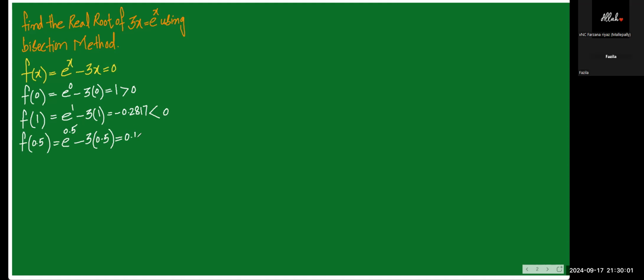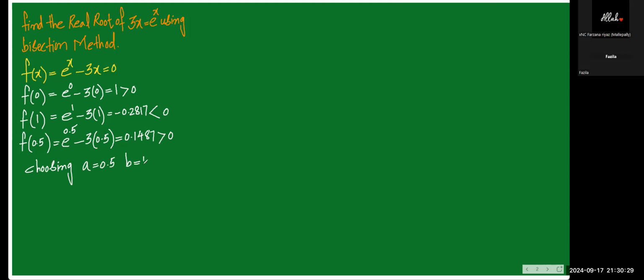0.1487. So that is positive, greater than 0. So what do you say? Choosing a is equal to 0.5, and b is equal to 1. 0.5 is less than 0 and 1 is greater than 0, right?